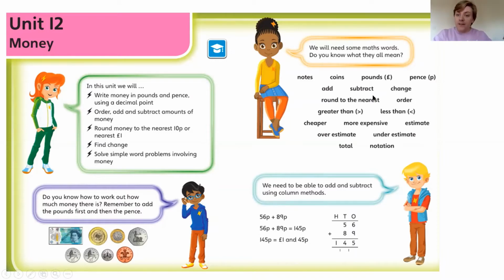Now, when I said add and subtract earlier, to add and subtract, we will be using the column method here, which is shown just here. So remember to use your hundreds, tens and ones to do that.